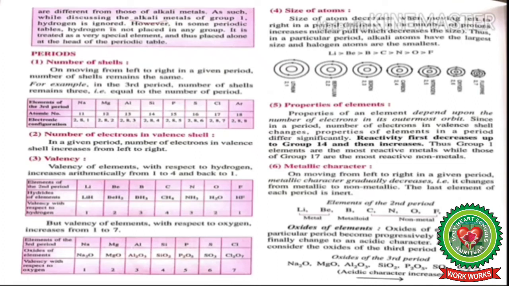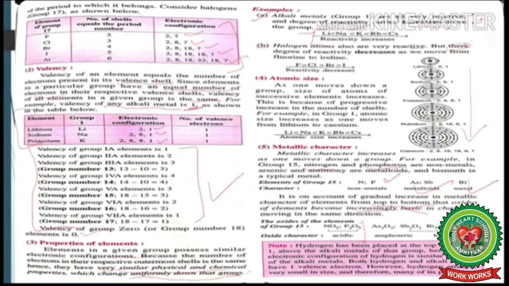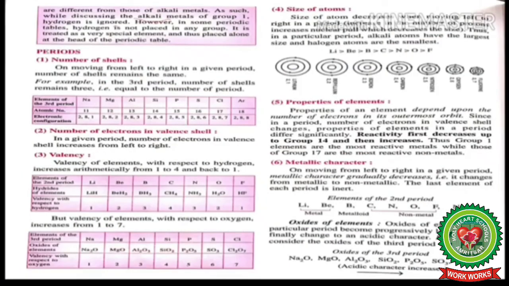However, in some periodic tables, hydrogen is not placed in any group. It is treated as a very special element and thus placed alone at the head of the periodic table. Therefore, if you get a question that why hydrogen has been placed at the top of group 1, although it has properties different from that of alkali metals, then you can give this reasoning.